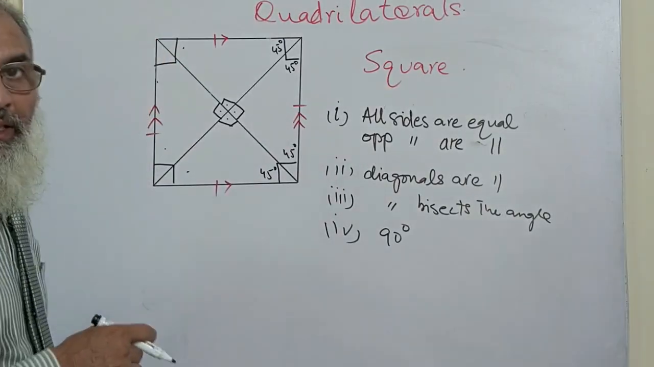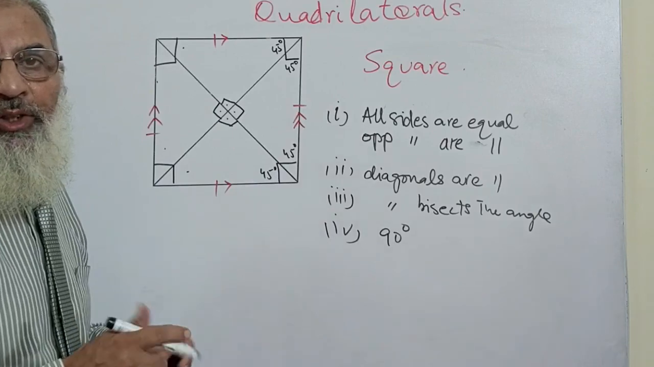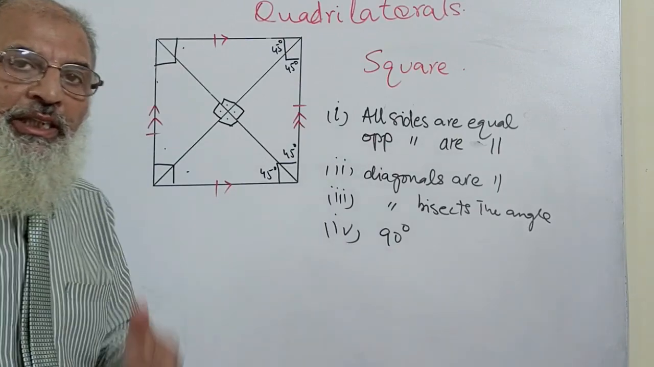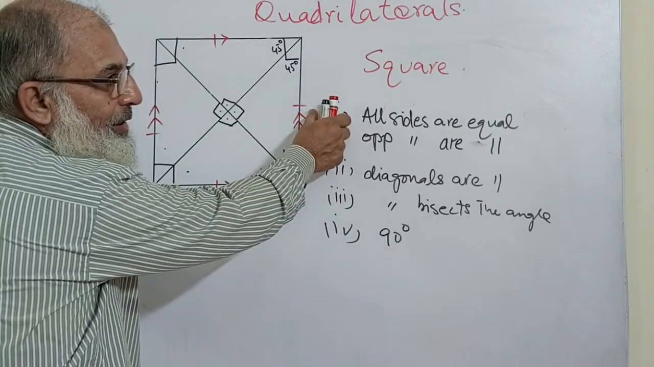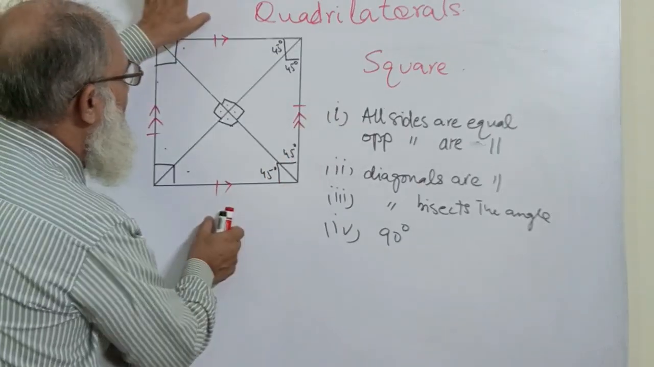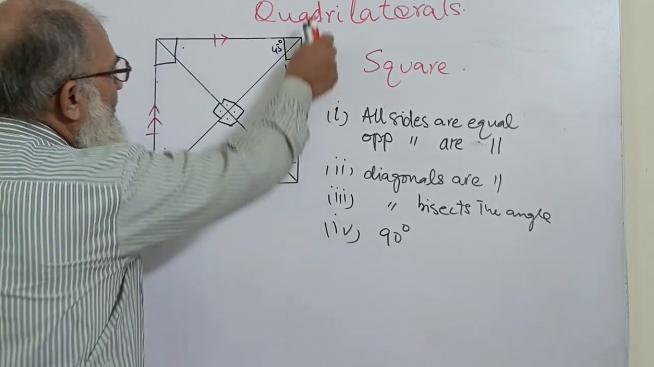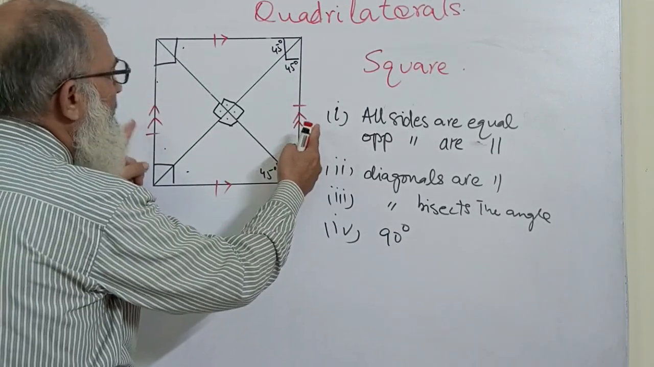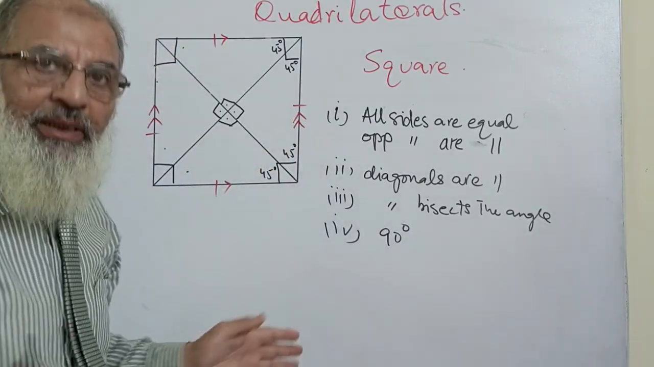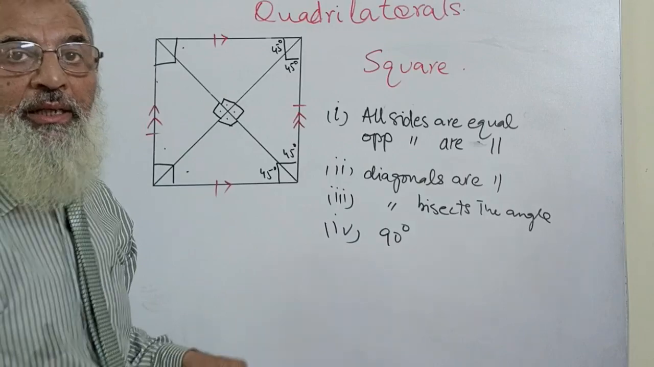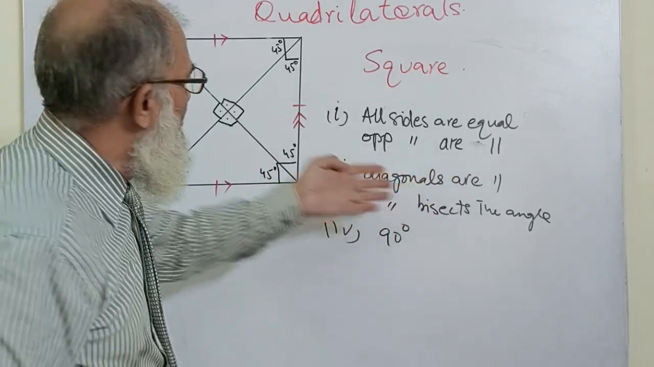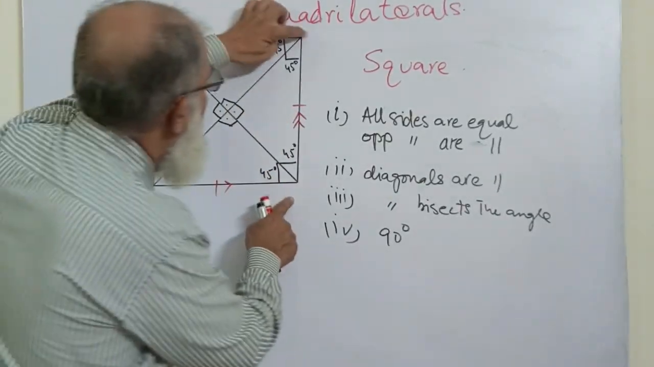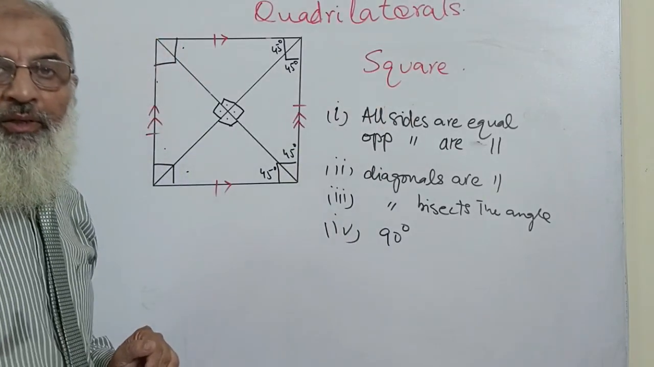So you see that this is again one kind of parallelogram, because it is also satisfying the conditions stated for the parallelogram. The opposite sides are equal, the diagonals are bisecting each other, and the opposite sides are also parallel. So this is again a parallelogram, but due to its additional properties, that this angle is 90° and all sides are equal, we call it a square.